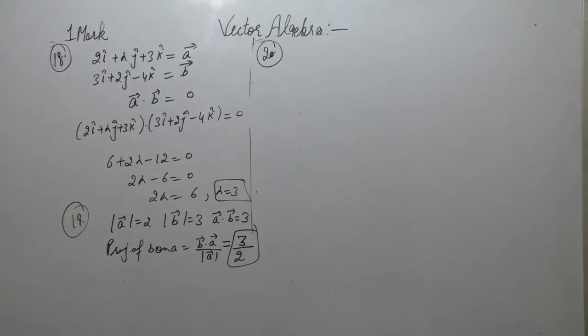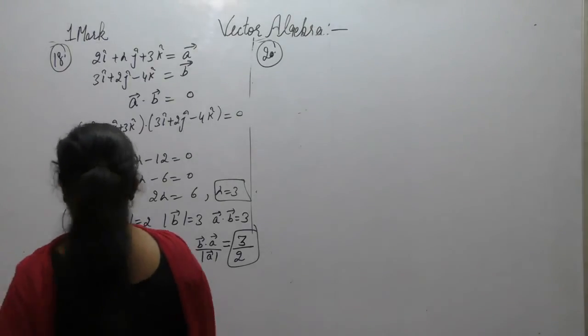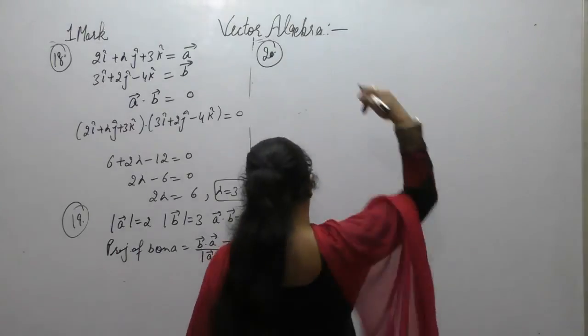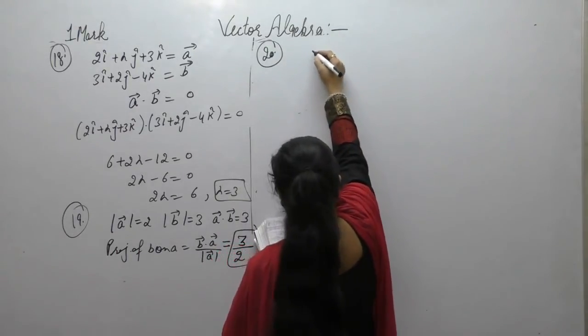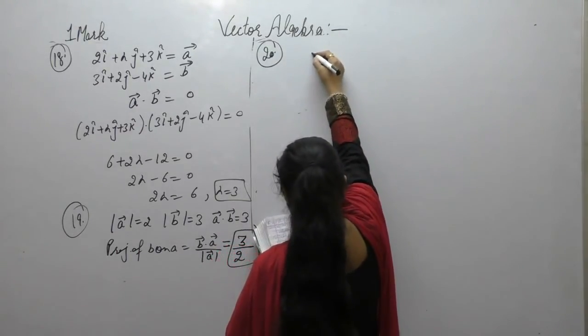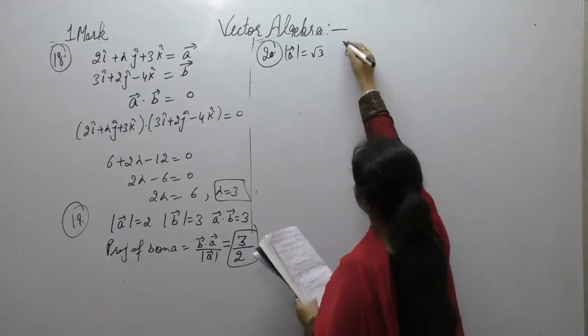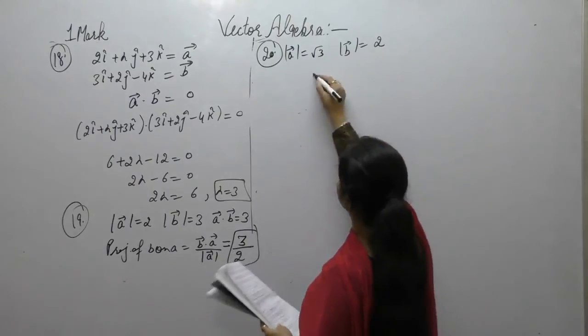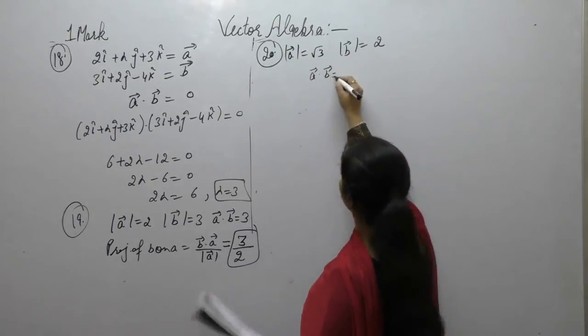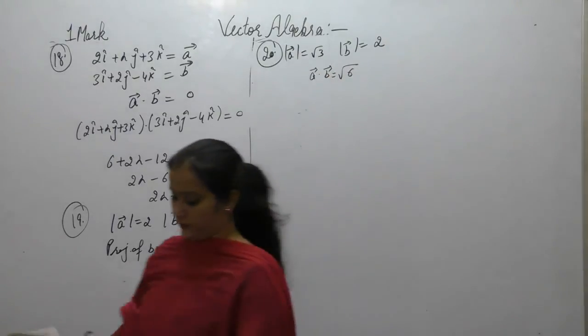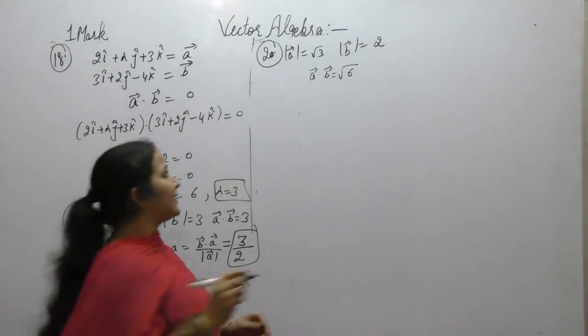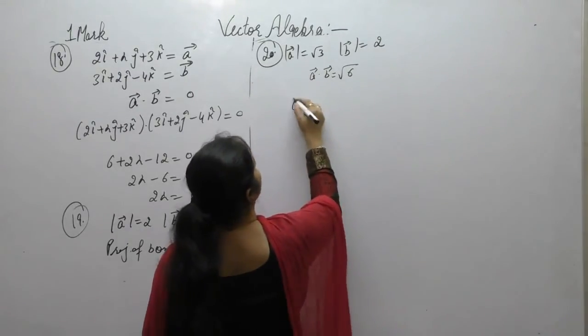Now the next one is question number 20. Write the angle between two vectors A vector and B vector with magnitudes square root of 3 and 2 and A dot B is square root of 6. We have to find the angle.